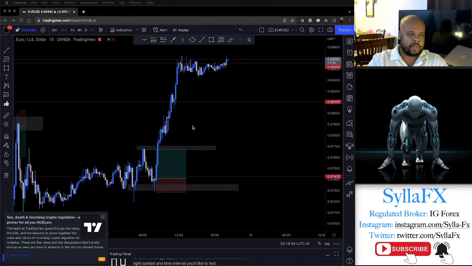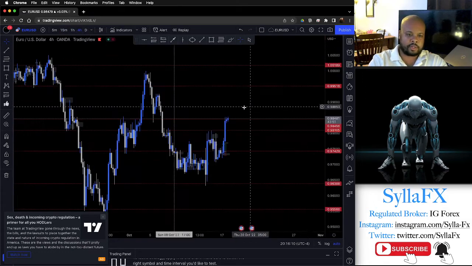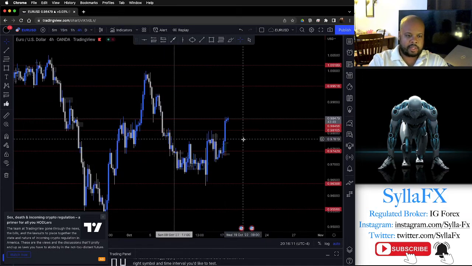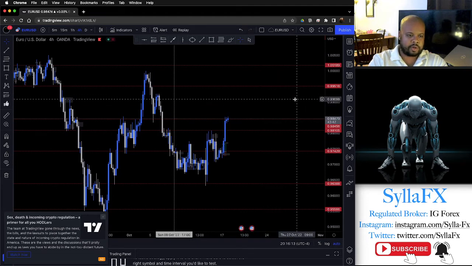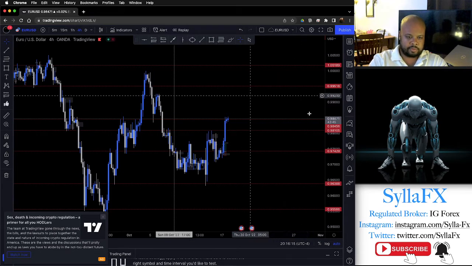So we are on the TradingView platform right now, and we are looking at the euro dollar on the 15-minute chart. Let's go ahead and see what actually happened earlier today. First we're gonna jump over to the 4-hour chart, and let's see what we had marked up in regards to our major support and resistance levels.